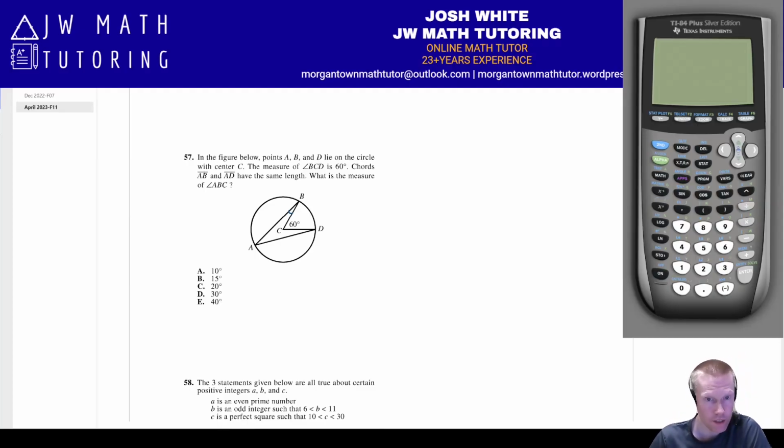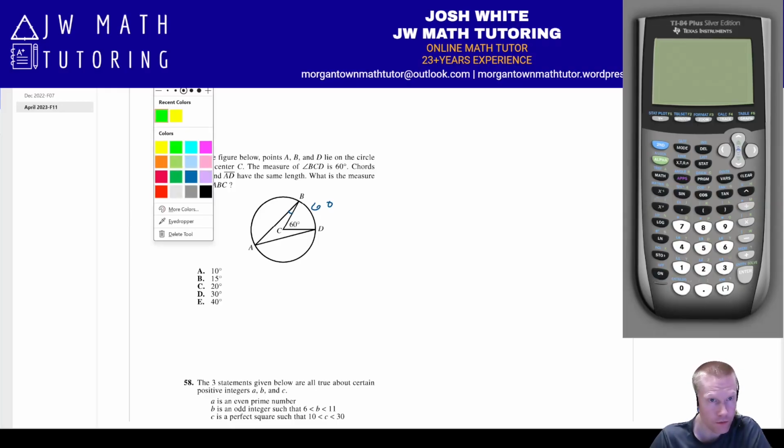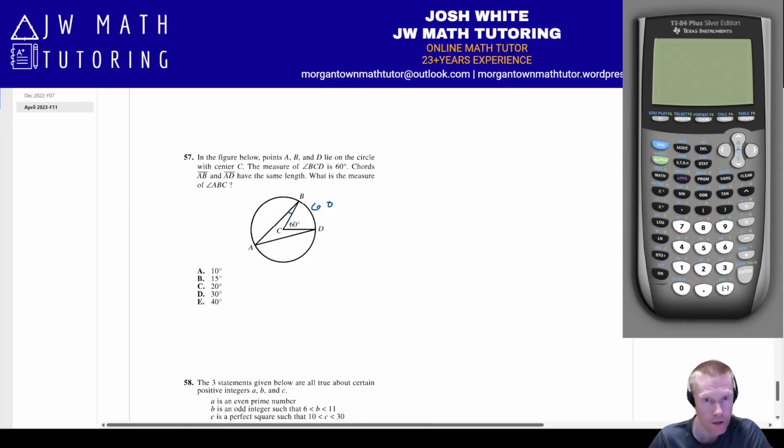All right, so let's see here. We have a central angle of 60 degrees. Therefore, we know this arc, not angle, this arc BD will also be 60 degrees. Now, we also know that, where is it? They tell you, okay, chords AB and AD have the same length. This is important because what that tells you is this arc is the same as this arc. So in other words, the measure of arc AB is the same as the measure of arc AD.